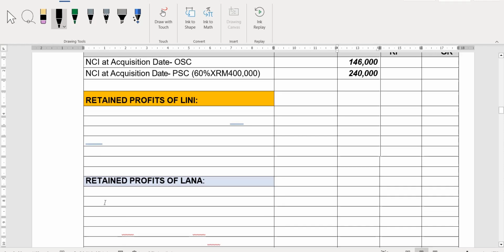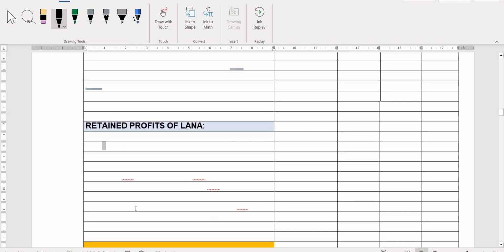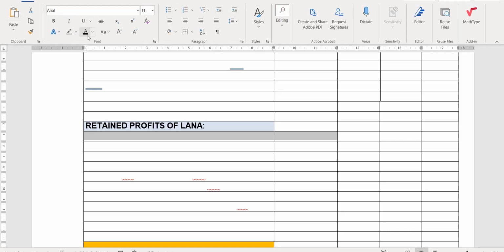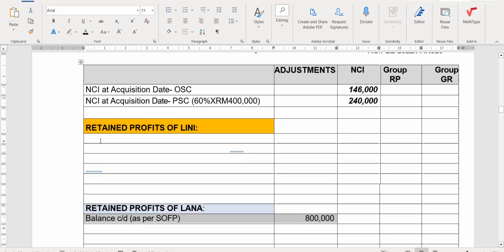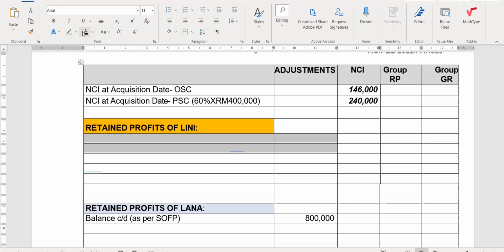So we go to Lana, and we will be including it later. We'll have to include it somewhere here. But what you can start with is putting the balance. You can put the balance as per the SOFP given in the question. Where do I take that from? I take that from the SOFP balances in the question given.